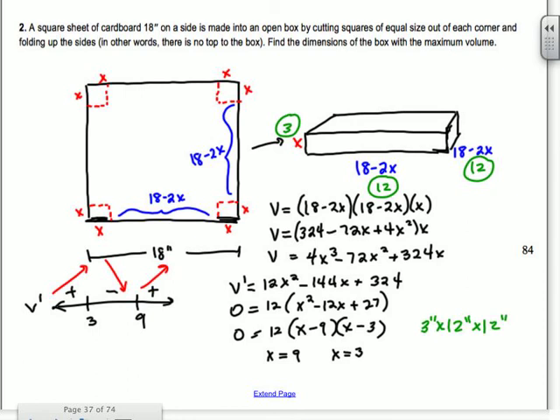Why do we use 3? Because it's the maximum. Yeah, that was the location of the maximum, right? If you were graphing it, 3 was the x value that gave the max.